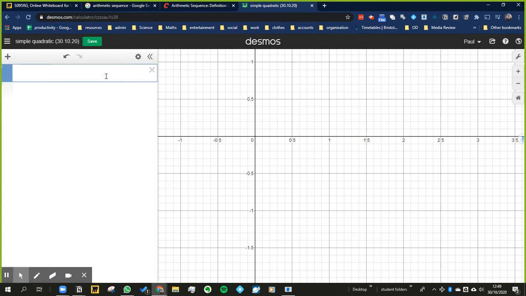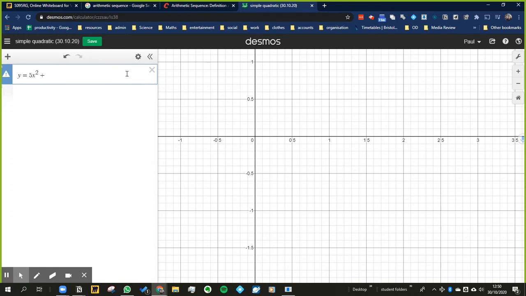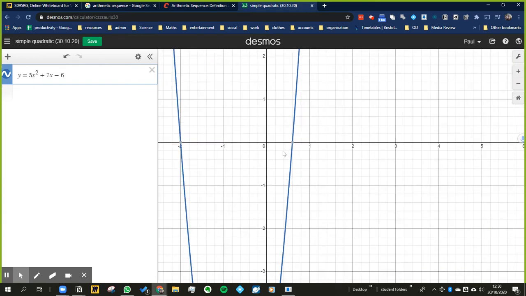And we'll write y equals 5x squared. You know the way you do 5x squared is do x and then the power of 2. And then we go plus 7x minus 6. Okay, right, it's clearly very, very big. That's no surprise because it says 5x squared, so it's going to make everything much bigger.